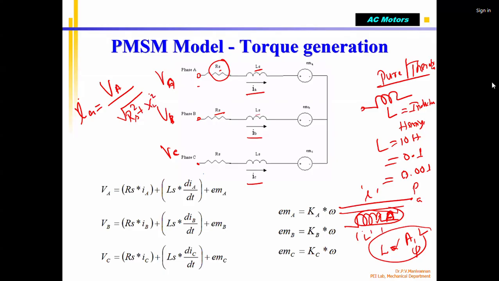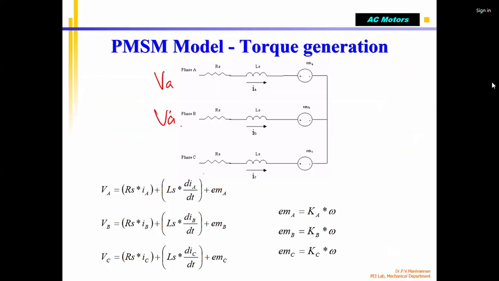XL squared, where XL equal to 2 pi F into Ls, where F is the frequency of supply and Ls is the inductance. This can be called Z. I can write IA equal to VA divided by Z, where Z equal to the square root of Rs squared plus XL squared. Because you supplied the three-phase coil with three voltages, there are three currents.